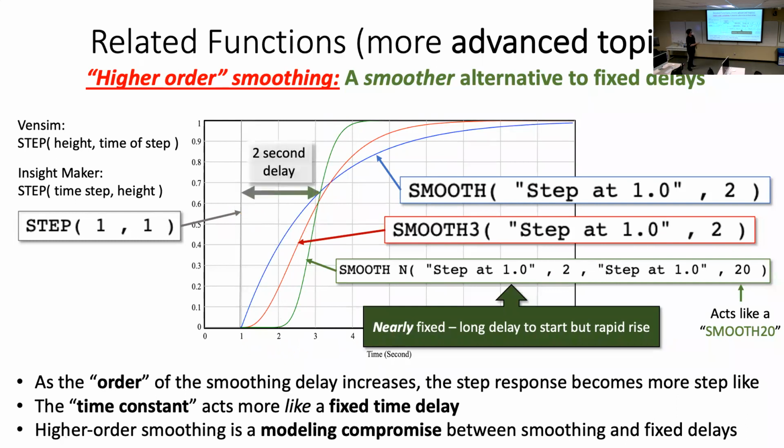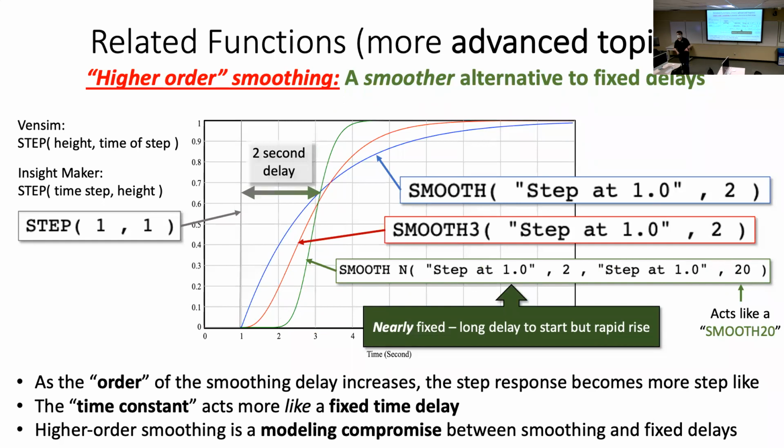So all 3 of these have got, basically a 2-second delay, but the first order one, smooth, it's spread out. So you get an immediate response and then it hangs around for a long time. Whereas the 20th order one, it sort of doesn't respond until almost 2 seconds of delay, and then it jumps up almost vertically, and then it settles down almost immediately. So if this 20 was like a 200, this would pretty much be a fixed delay.